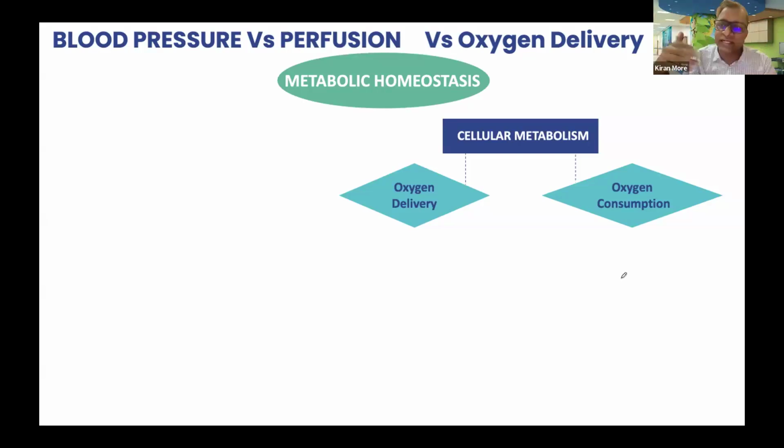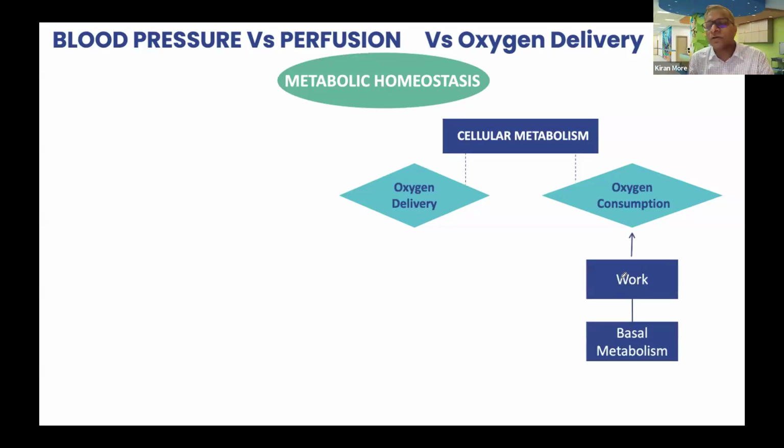The cells start getting hypoxic and start going into anaerobic metabolism. And that is basically a stage of shock. In cases like sepsis, there is increased work and increased basal metabolism causing increased oxygen demand or consumption, which if it's not met, the baby will go into shock.